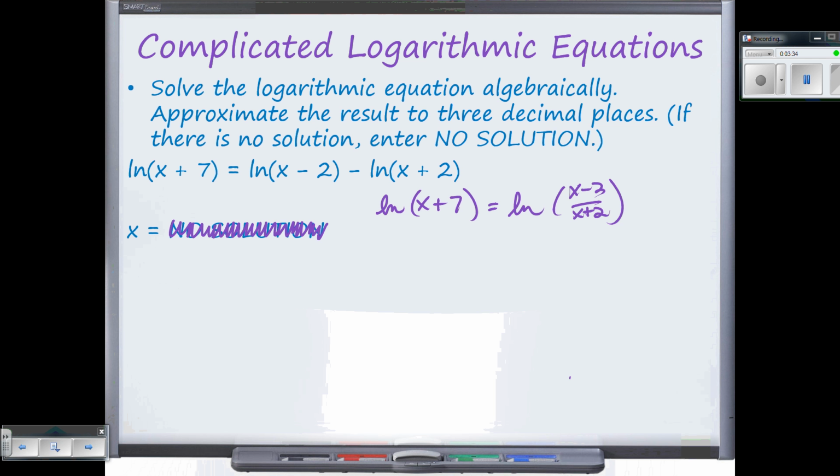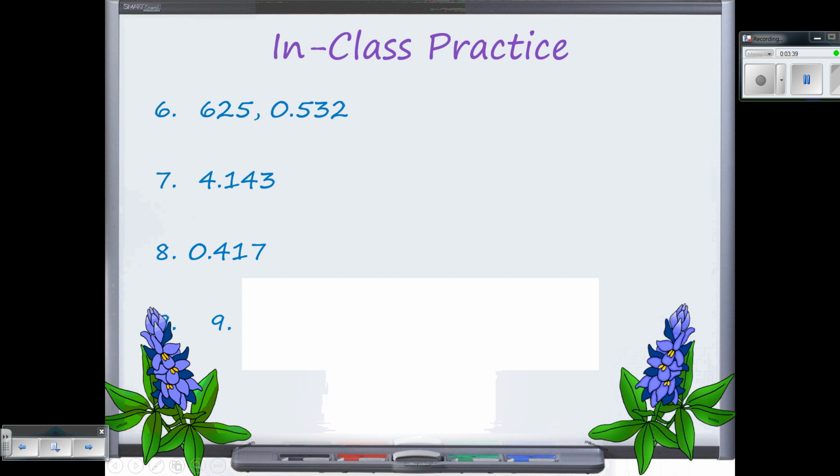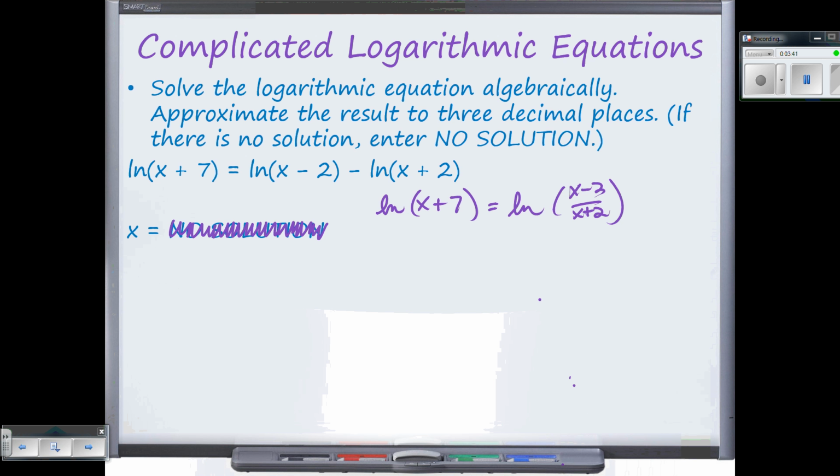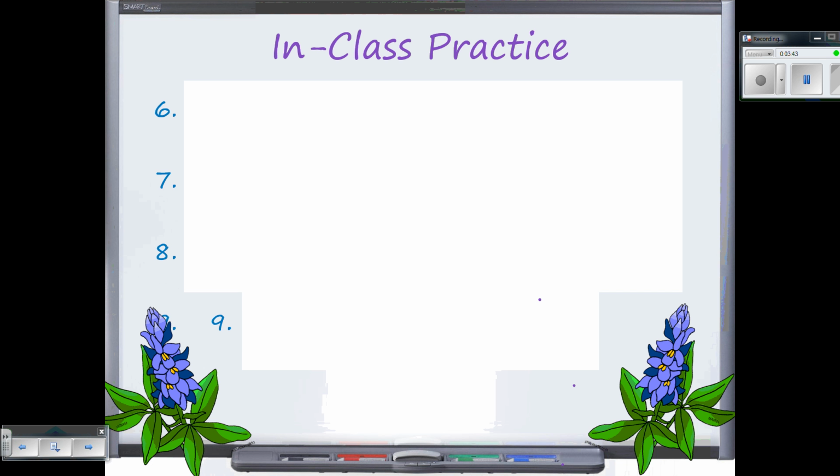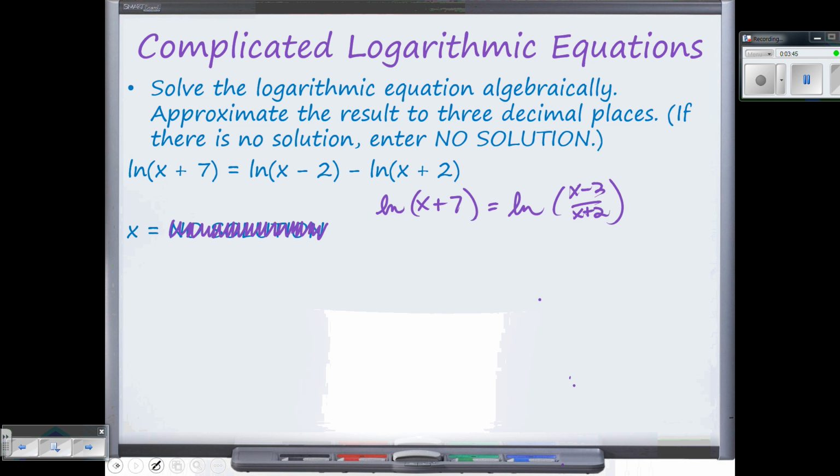Sorry, I've got a little tickle in my throat. One-to-one property means I now have, whoa, not that. One-to-one, are you kidding me? Come on, silly thing. Means I now have x plus 7 equals x minus 2 over x plus 2. I can do a cross multiplication because I have an equal sign. X plus 2 times x plus 7 equals x minus 2.